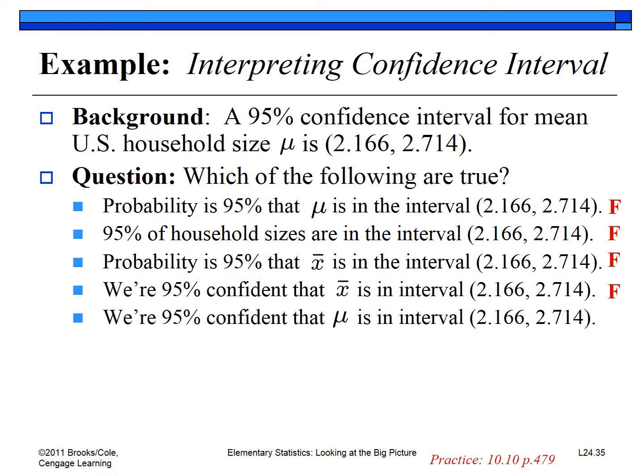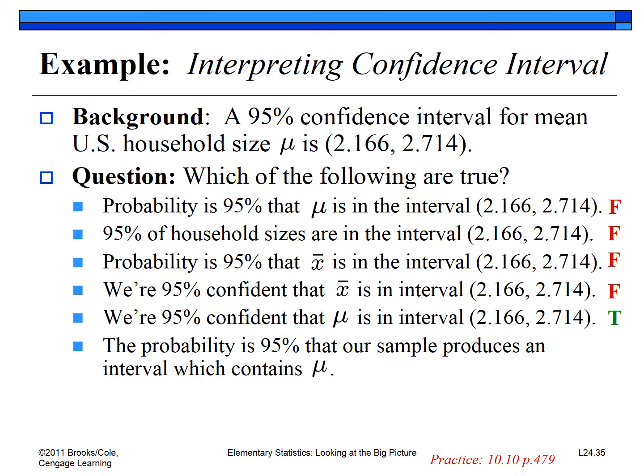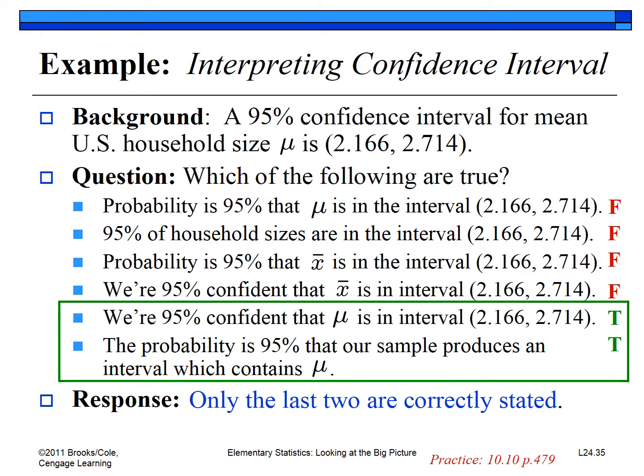We are 95% confident that mu is in that interval. Yes, that's exactly our interpretation. The probability is 95% that our sample produces an interval which contains mu. Yes, this is the other way we can interpret our confidence intervals. Only these last two are correctly stated.